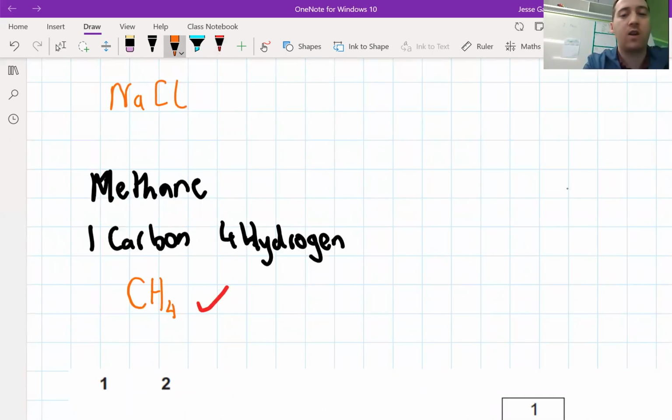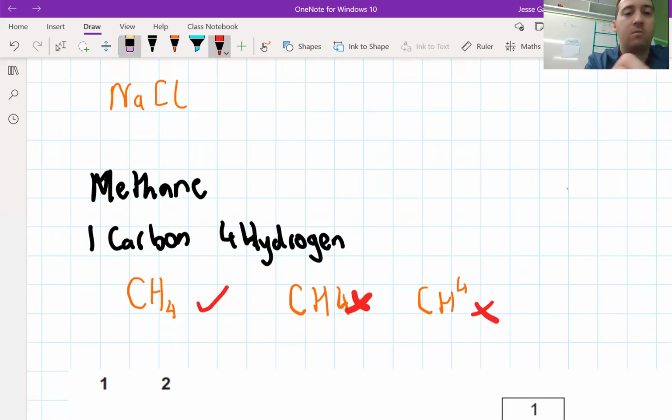Now, again, if you wrote it like this, C, H, and a big 4 like that, then that is not correct. It's got to be little case. If you did it like this, C, H, 4, like to the power of 4, that is also not correct. Okay, so it must be subscript 4. This little 4 we call a subscript. Okay, that's the way it has to be.